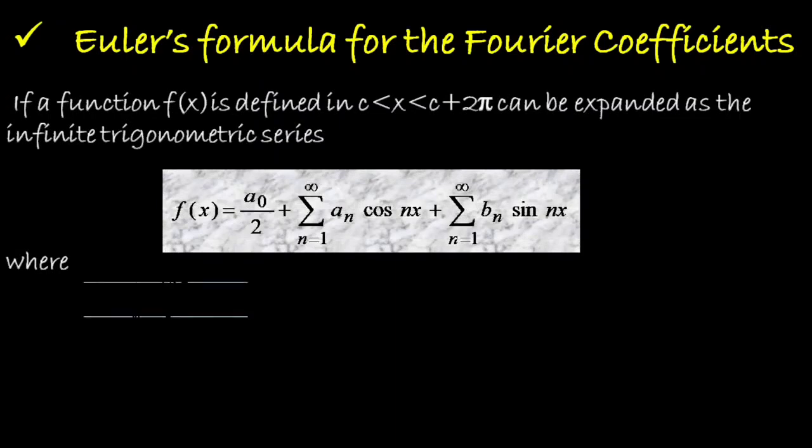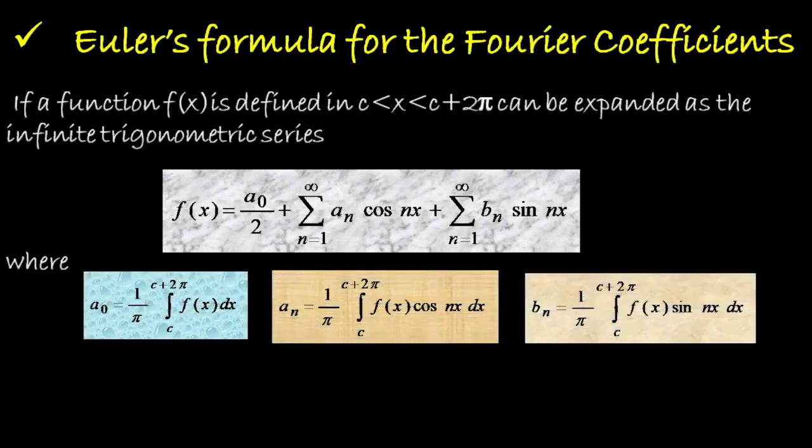Now we move on to what Euler's formula is. If any function f of x is defined in the interval c to c plus 2 pi, here x takes values from c to c plus 2 pi, it can be expanded in an infinite trigonometric series of this form. Here a naught is calculated by the formula 1 over pi integral c to c plus 2 pi f of x dx, and a n is calculated by the formula 1 over pi integral c to c plus 2 pi f of x cos n x dx, and b n is calculated by the formula 1 over pi integral c to c plus 2 pi f of x sin n x dx. Here c takes two possible values.